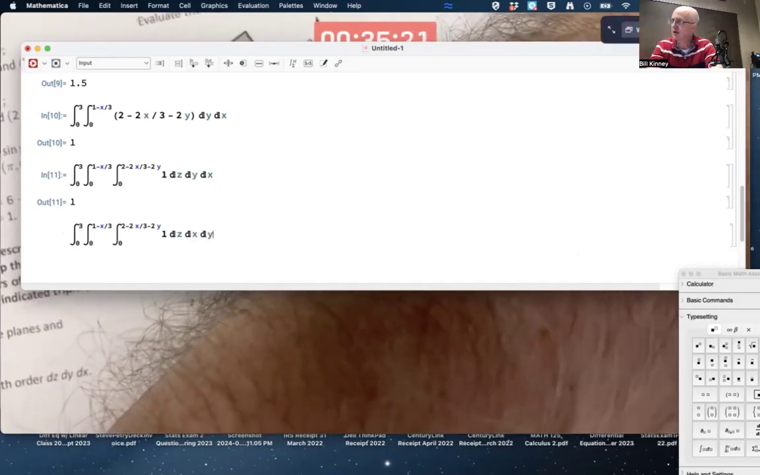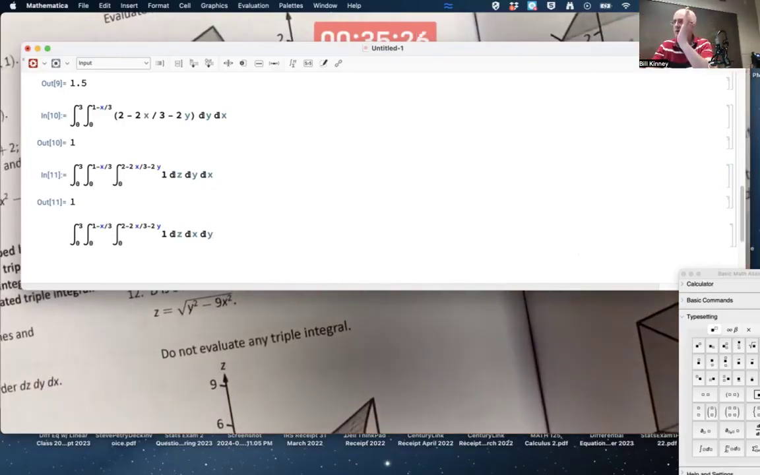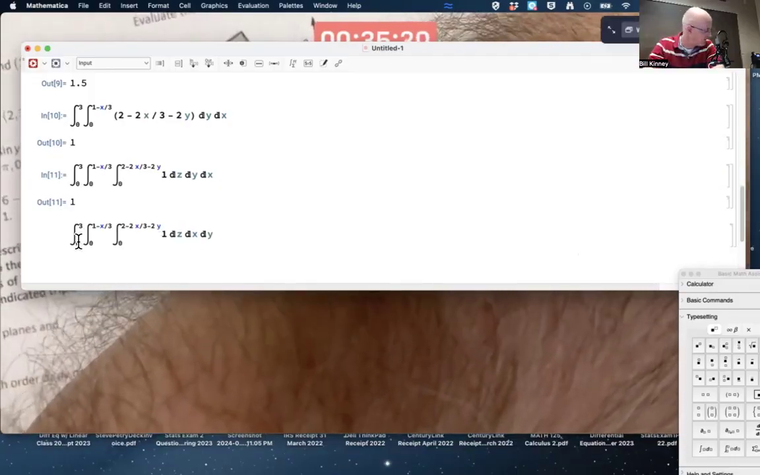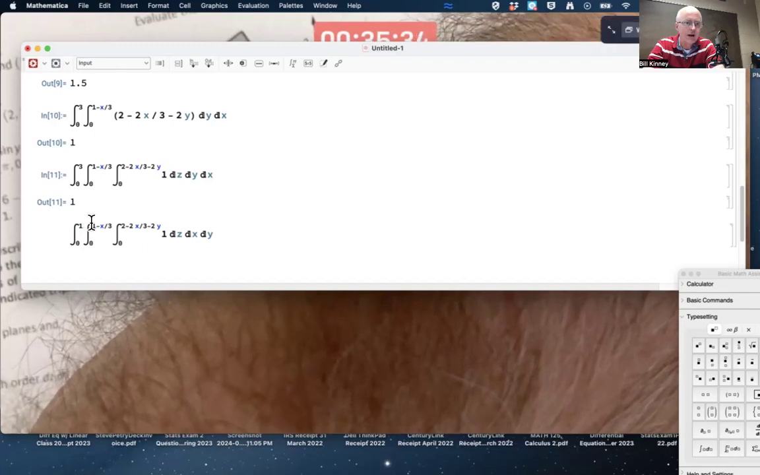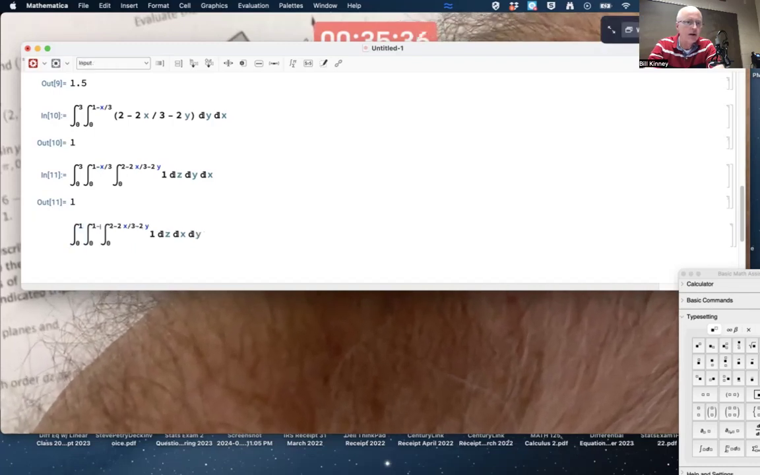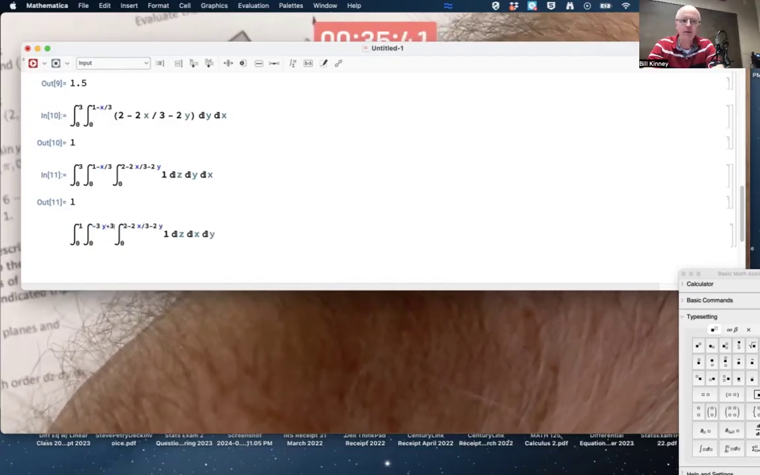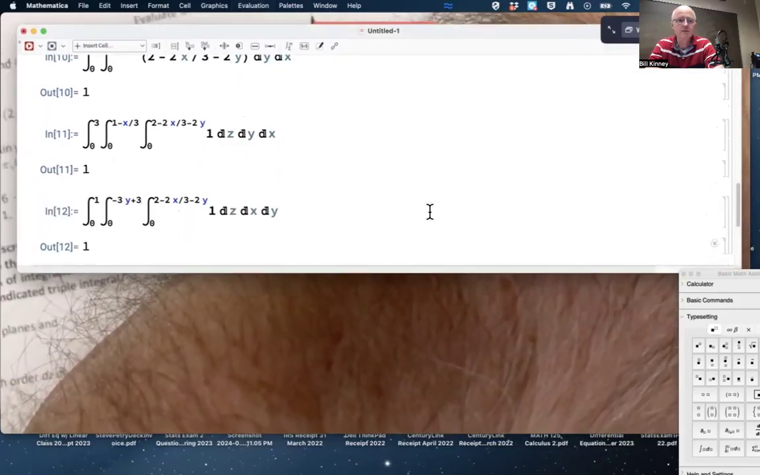So the most trivial modification of this is to switch around the x and the y. To think of that two-dimensional bottom of the solid as being, when you look at it as an xy picture, horizontally simple. Y went from 0 to 1, and x went from 0 to negative 3y plus 3. So this should still be 1. It is.